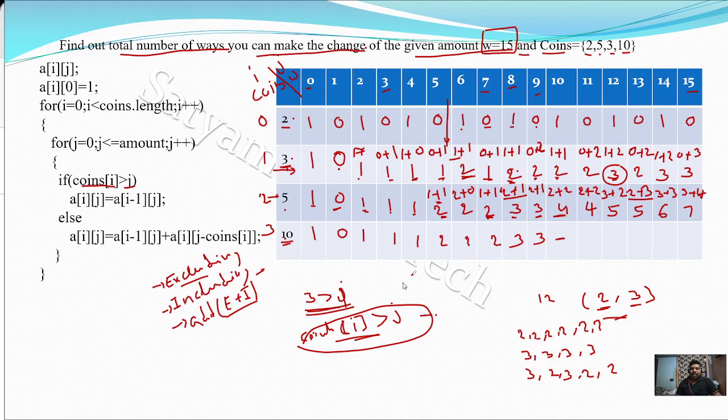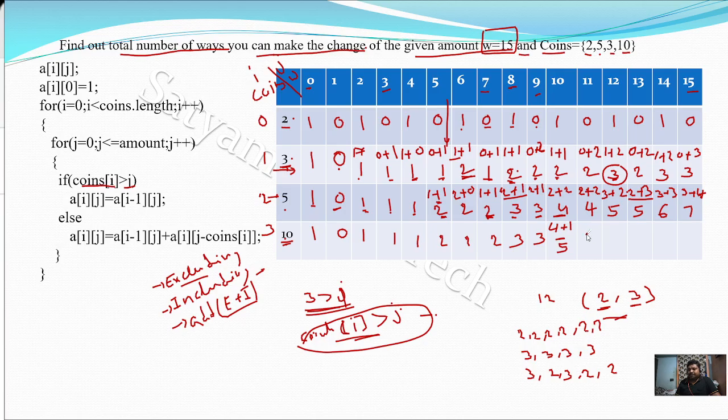Now we can see the condition fails here. So how many ways to make 10 without including 10? It is 4 ways plus, if you include that, 10 minus 10 is 0. You can see the 0th column, the value is 1 way. So the total is 5 ways to make 10.